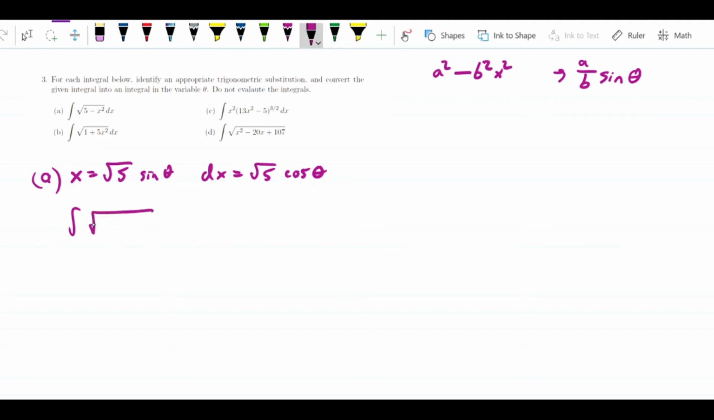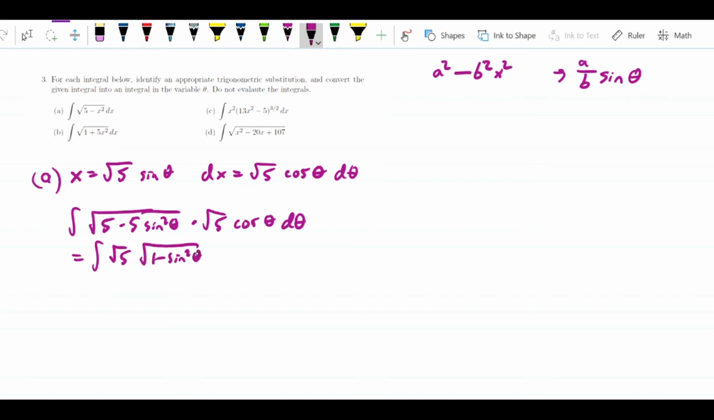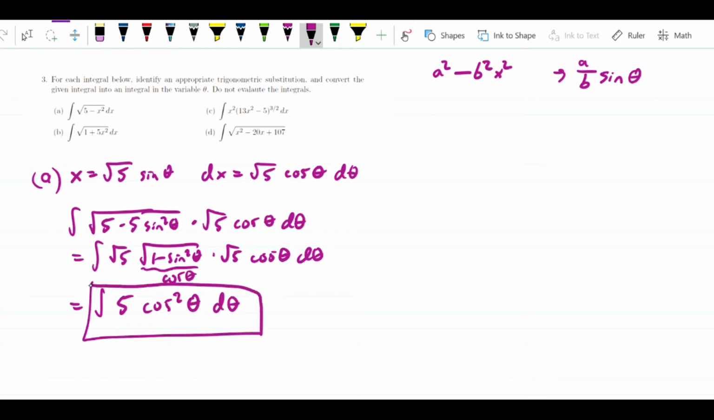this is going to be square root of 5 minus 5 sine squared theta times root 5 cosine theta. I forgot the d theta there, d theta. So that's how we're going to substitute a, and this now is equal to integral of root 5 square root of 1 minus sine squared theta times root 5 cosine theta d theta. But this, of course, is just equal to cosine theta, so this is now going to be, we have here integral of 5. There are 2 factors of cosine. We have integral of 5 cosine squared theta d theta.